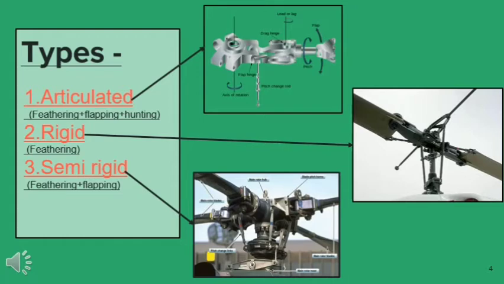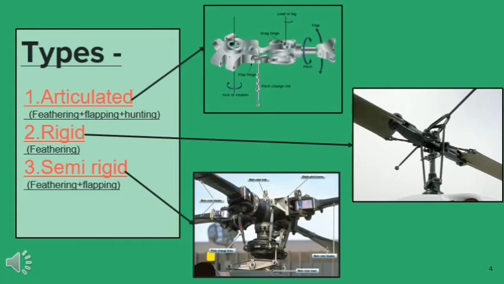Third, hunting, lead lag. Leading or lagging is the horizontal movement of the rotor blades forward and backward along a vertical hinge. Leading and lagging is a capability designed into a fully articulated rotor system to reduce the stress on the rotor system due to blade flapping.